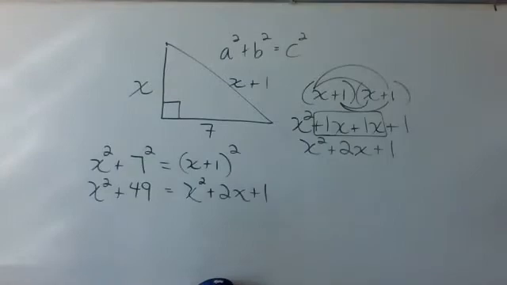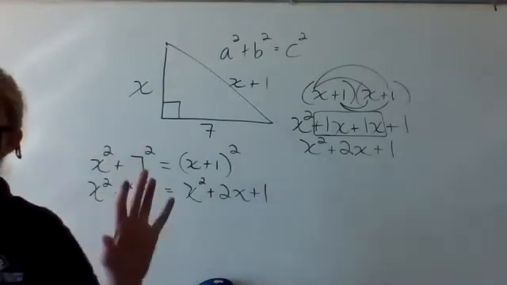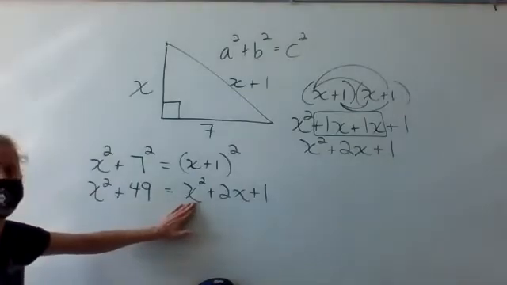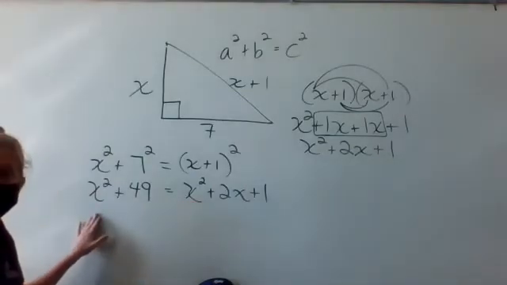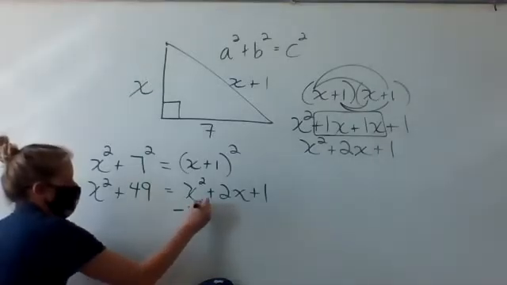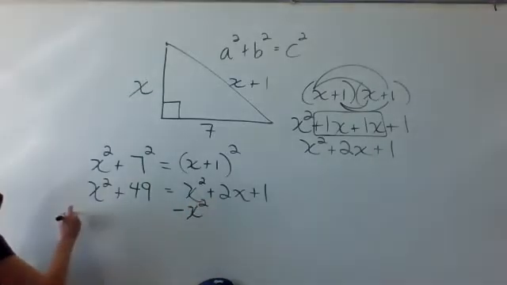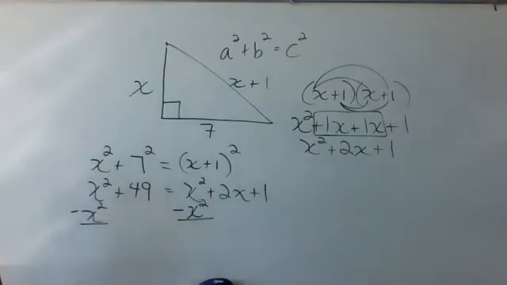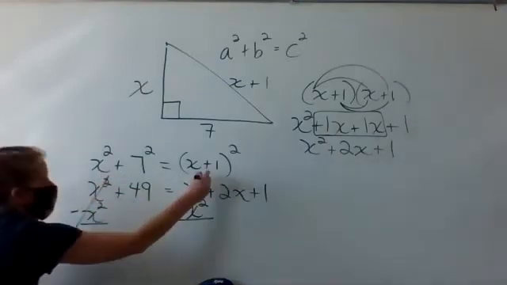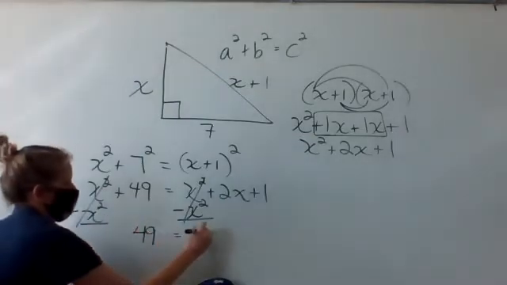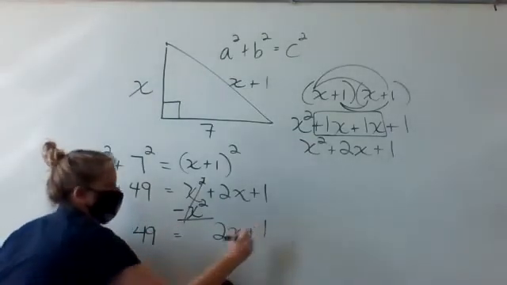So remember, if you're going to use the quad program, you've got to get your equation set up for it, which means get everything on one side, set it equal to 0, which means I need to put this x squared over here with this one. But what happens when you're trying to do that? If you subtract x squared there, you got to do the same thing here. What happened? Both canceled out, right? So all I'm left with is 49 equals 2x plus 1.